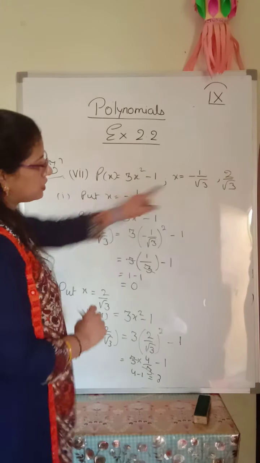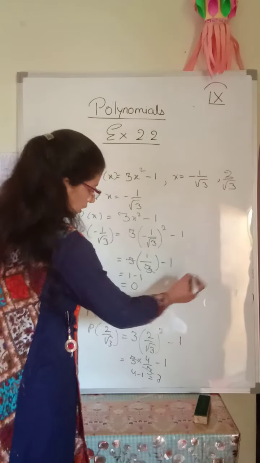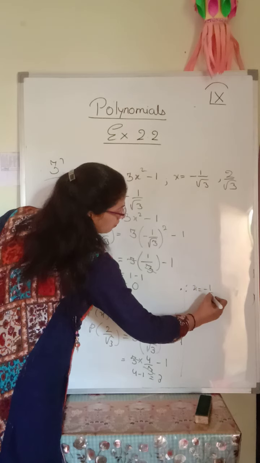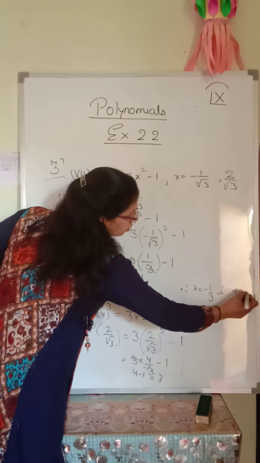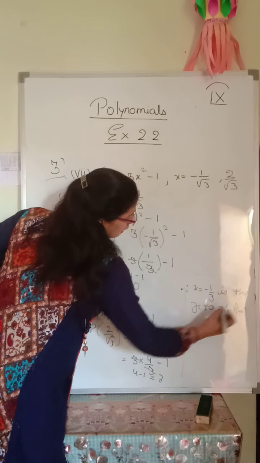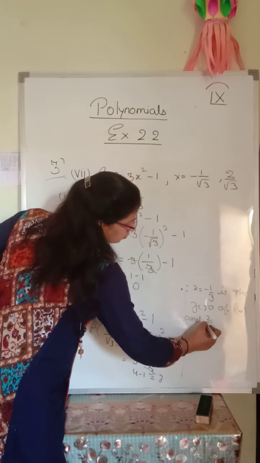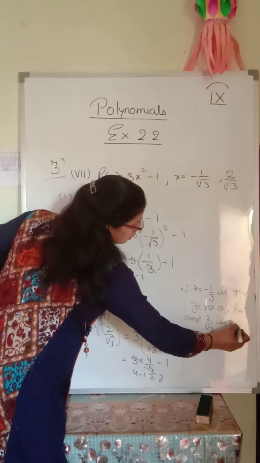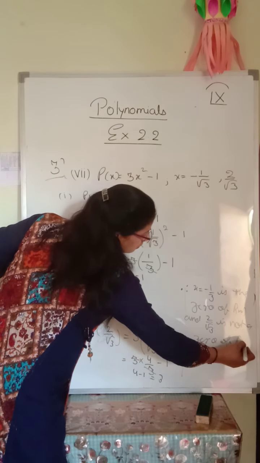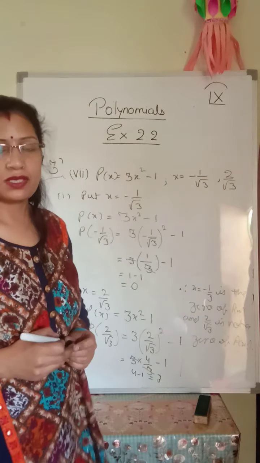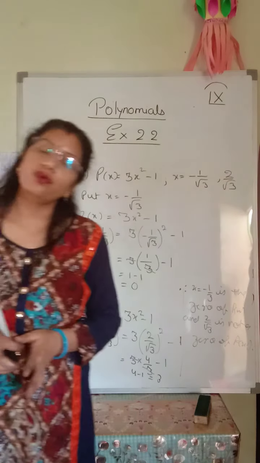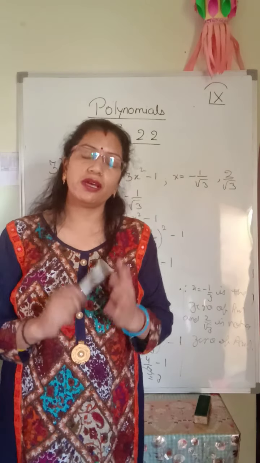So therefore this is the 0, but this is not the 0. So you will write here last, therefore x is equal to minus 1 upon root 3 is a 0 of polynomial p(x), and 2 upon root 3 is not a 0 of this polynomial p(x). Okay, so this is your third question. Hope you will do all the questions, all the parts, try yourself.